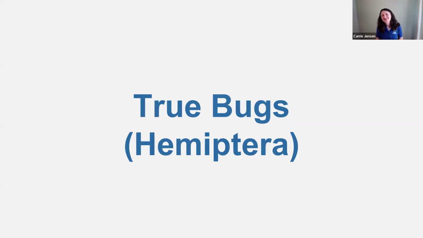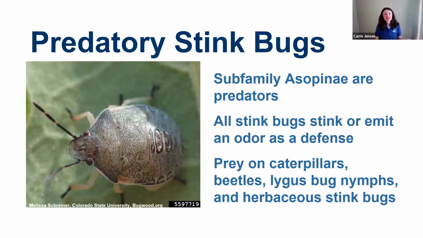True bugs is the next class or order of insects, Hemiptera. There are predatory stink bugs. So most people think of stink bugs as a pest, right? But there is a subfamily that are predators. They will actually eat other stink bugs, as well as other things like caterpillars, lygus bug nymphs. They all do have that kind of stinky odor, hence their name. But it's important if you find a stink bug to figure out, is it one of the predatory ones? Because you want to leave those. So don't just instantly get rid of all stink bugs. Some of them are good.